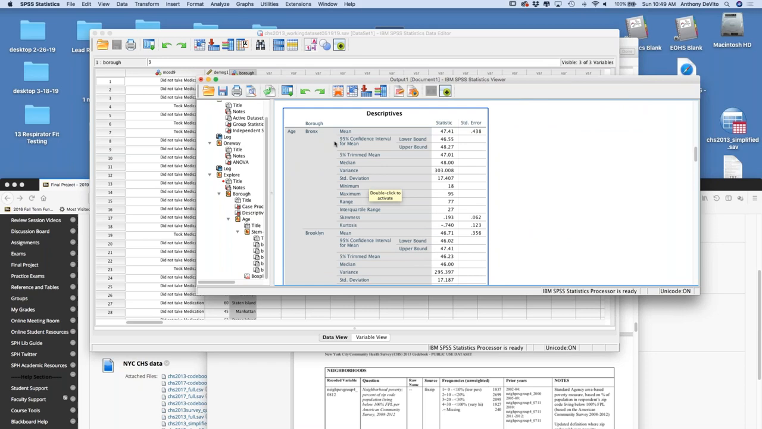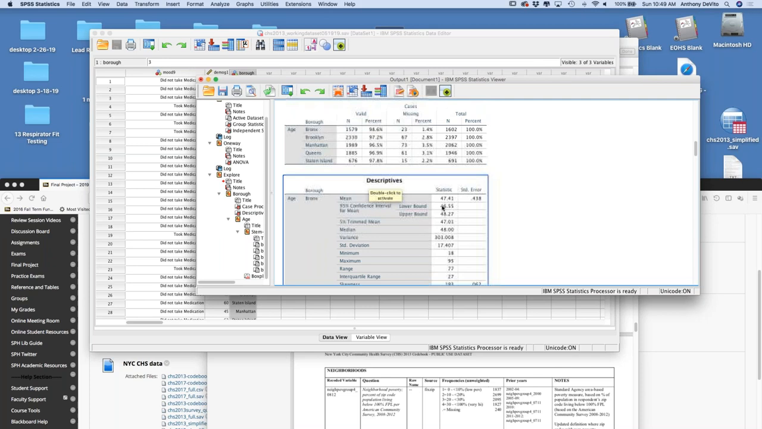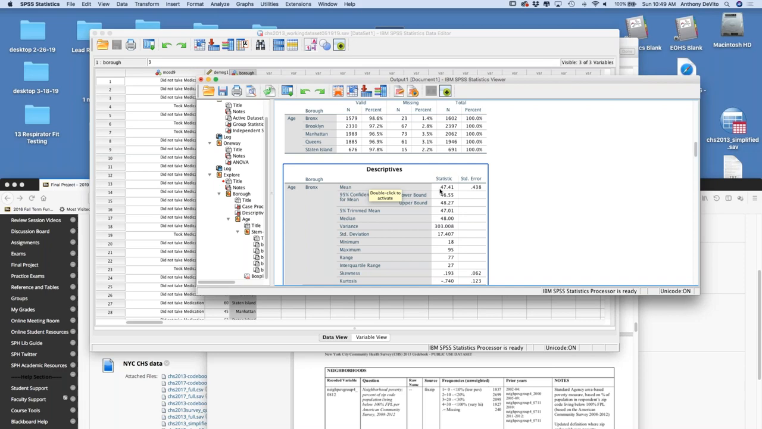For the Bronx, the average age is 47. In Brooklyn, it's 46. In Manhattan, it's 52. Boy, old guys in Manhattan. Queens is 48, and so on and so forth. So we have all five boroughs here that we've gotten the descriptive statistics for. The question now is, can I say with 95% certainty that the average age in the Bronx is different than Brooklyn and Manhattan and so on and so forth?